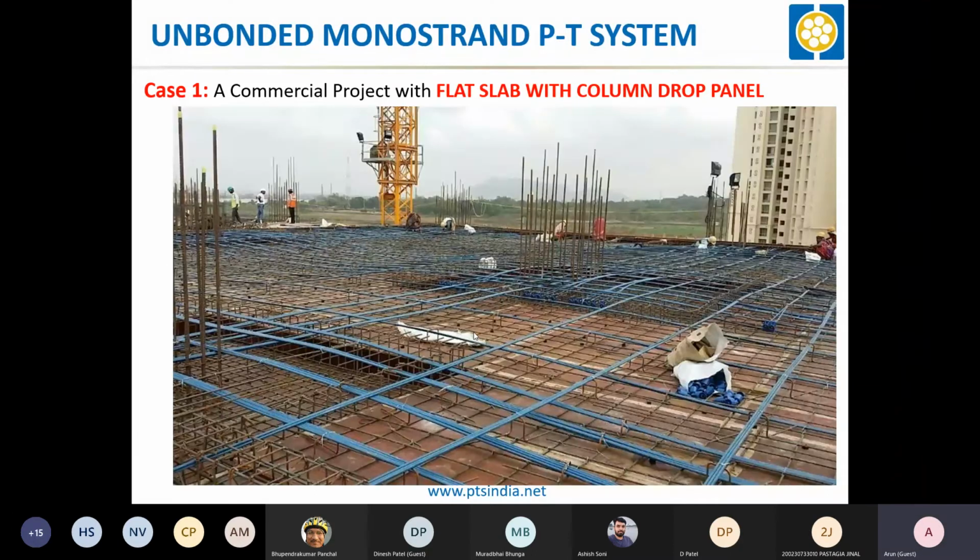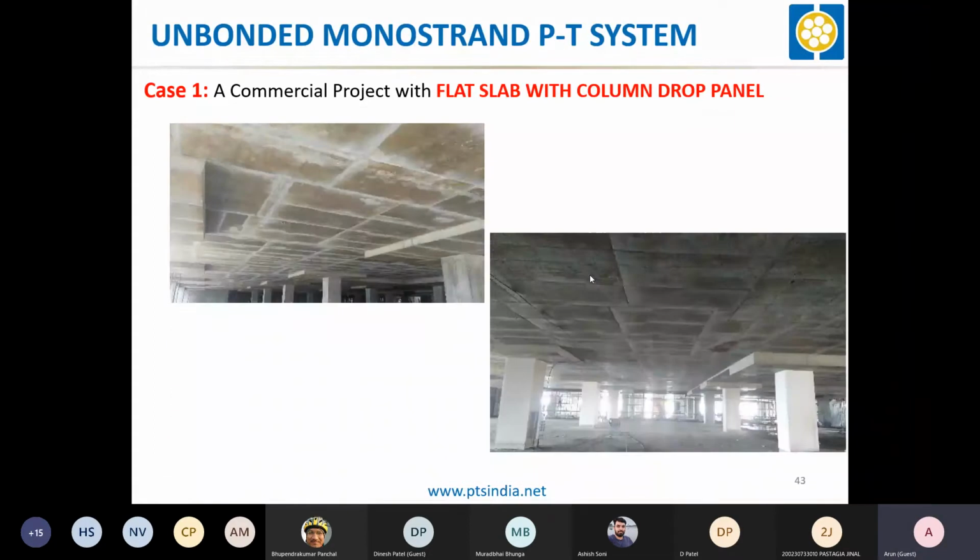You can see this is a flat slab wherein drop panels are there. You can see this is a drop panel portion. This is a column. Here also there is a drop panel portion at the column. After casting, after removing the shuttering, you can visualize the drop panels like this. These are the drop panels. You can see them, and this is a flat slab. There is no beam from column to column. It's all drop panel and slab.